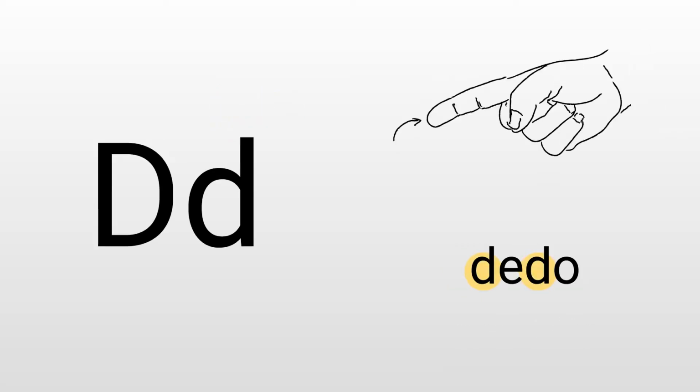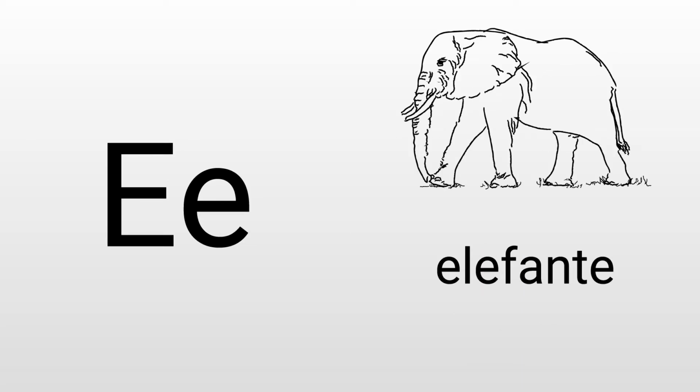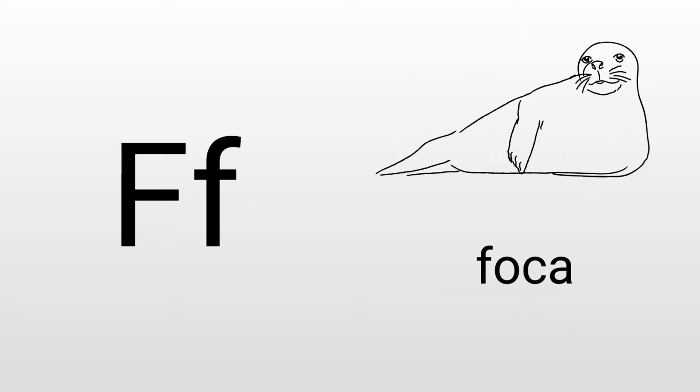D, as in dedo, sounds like D in English, as in door, but also as the TH in then. E, as in elefante, sounds like the E in med or egg. F, as in foca, sounds like F in fast or full.